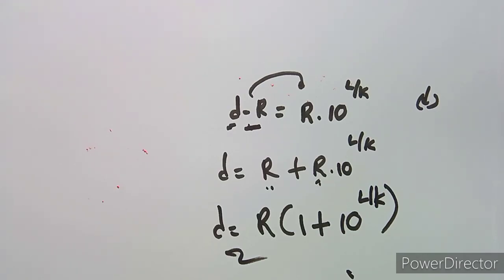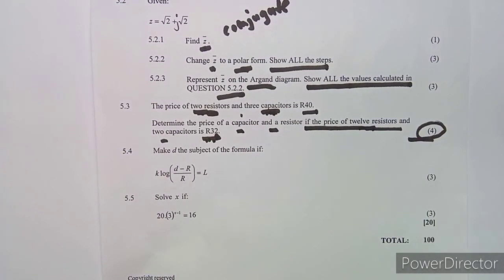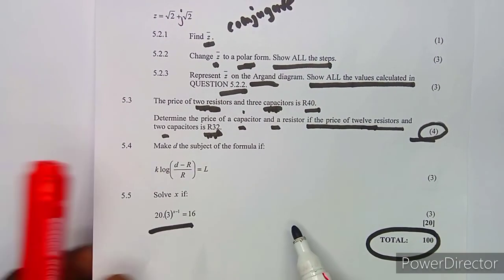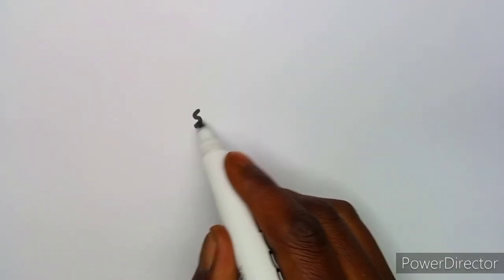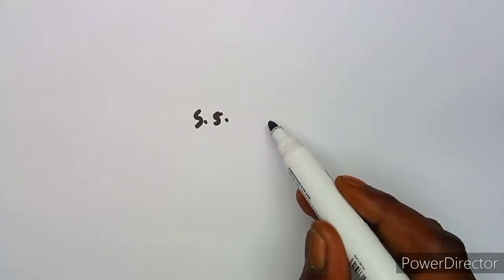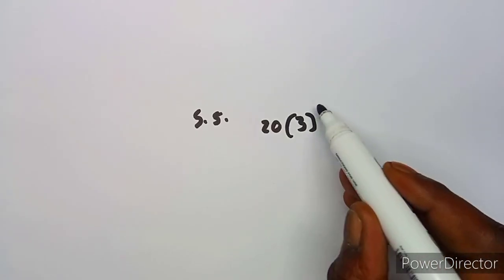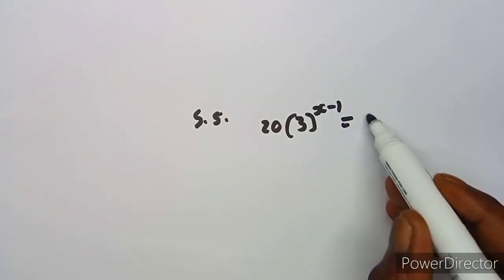So that's it, guys. That's how they just play around with these questions. But then another part, which is actually the last question, to make it a total of 100, guys, is to solve. All right, so you want to solve there, which is actually 5.5, which is 20 into 3 to the exponent of x minus 1, which is equal to 16.